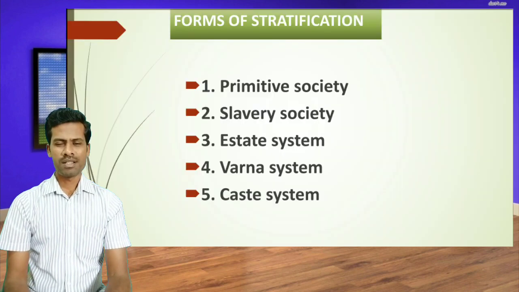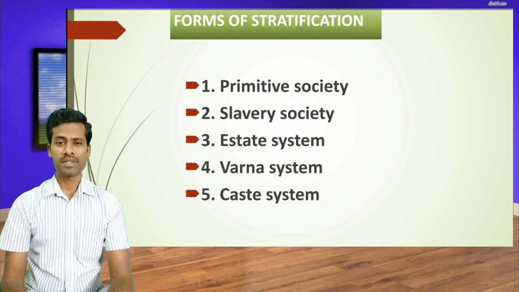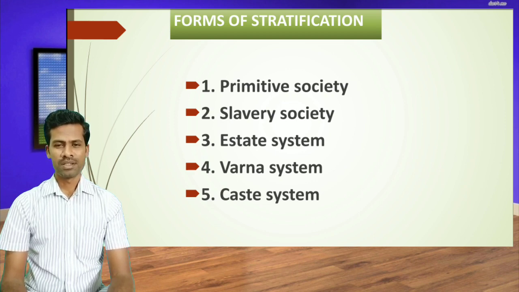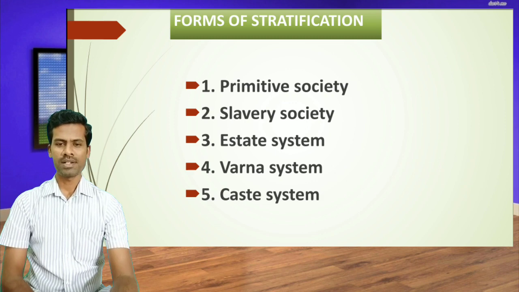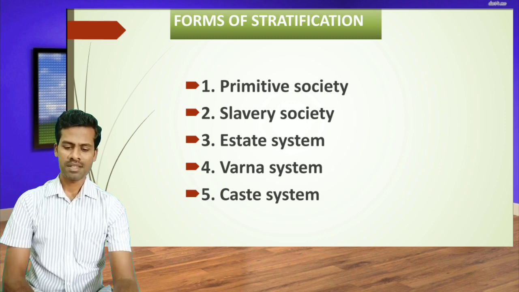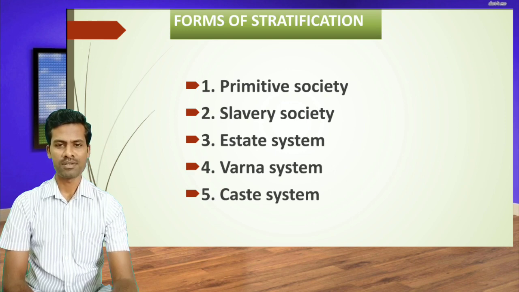Next one is forms of stratification. This question has been asked in the board exam, only just naming which are those forms of stratification. The first one is primitive society, slavery society, estate system, Varna system and caste system. These are all what we call the forms of stratification.